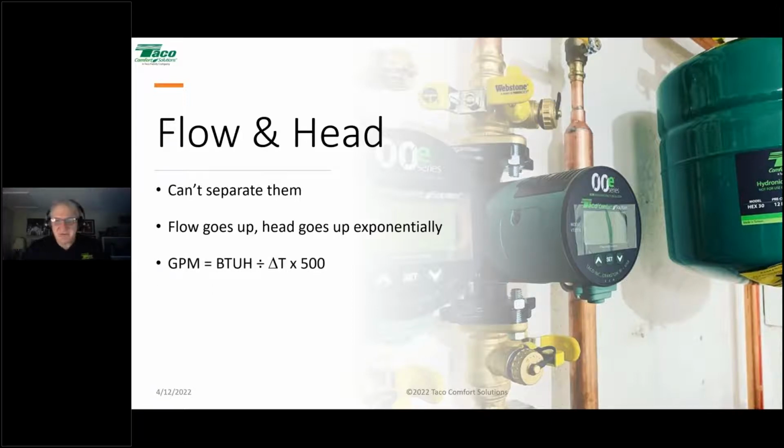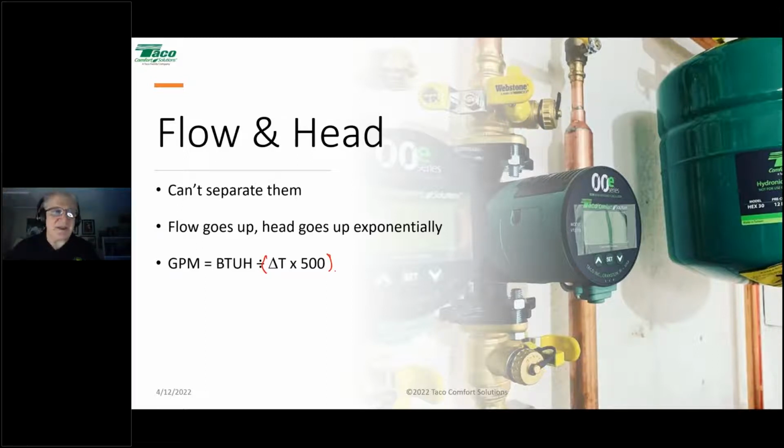exponentially. Write this formula down, folks. This is the universal hydronics formula. This is how we determine flow rate in a hydronic system, a closed loop hydronic system. The universal hydronics formula states that GPM is equal to BTUH divided by, and I'm going to put some parentheses here for you just so you understand, GPM equals BTUH divided by the product of delta T times 500.